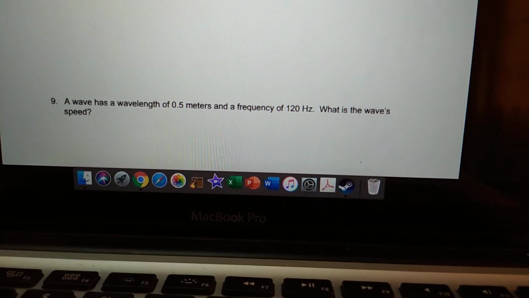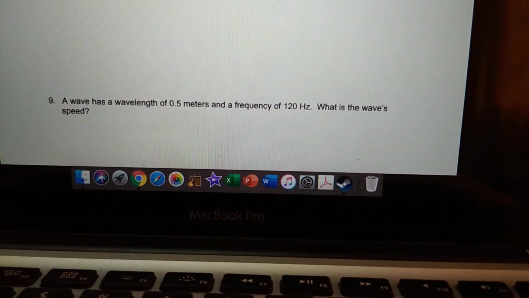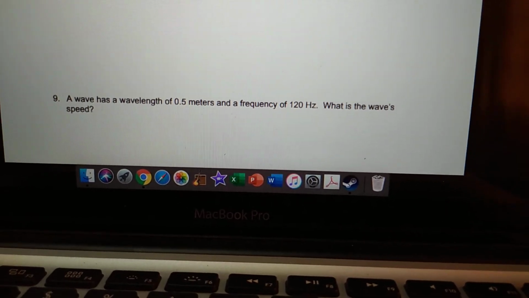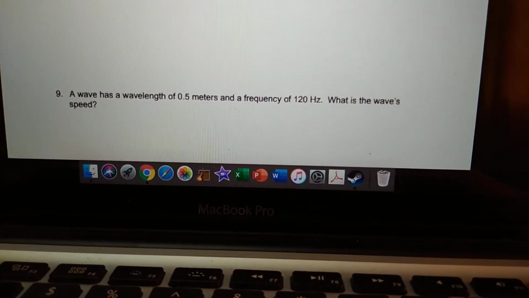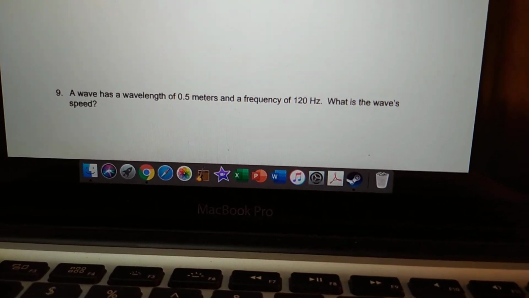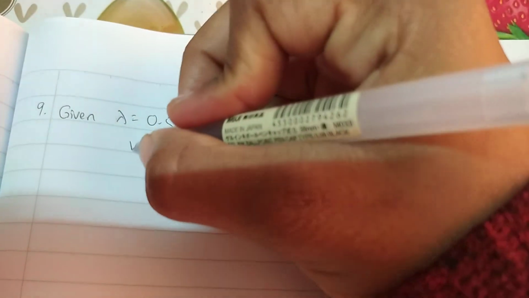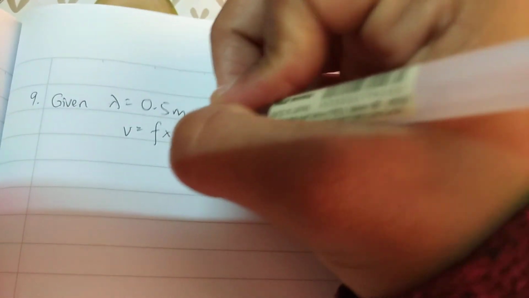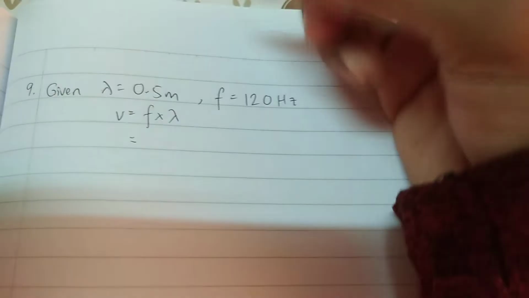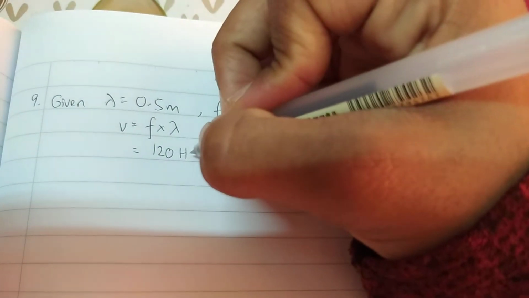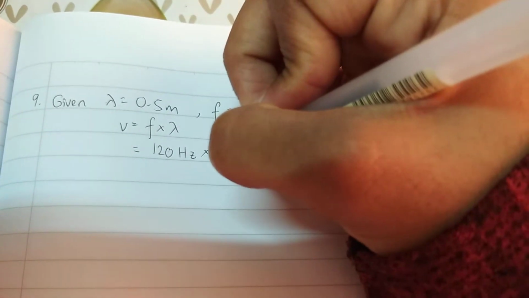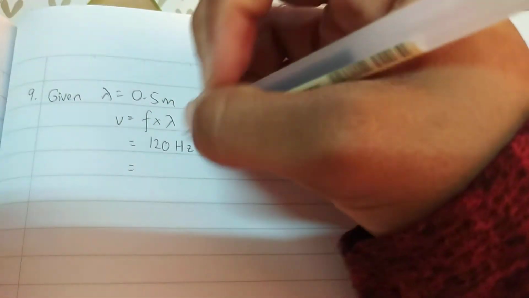Question 9. Question 9 gives you a wavelength of 0.5 meters and a frequency of 120 Hertz. What is the speed of the wave? Okay, so the speed of the wave is F times lambda. Same formula again and again. You must memorize this because it will not be given in your exams. This is one of the basic formulas in physics that you have to memorize.